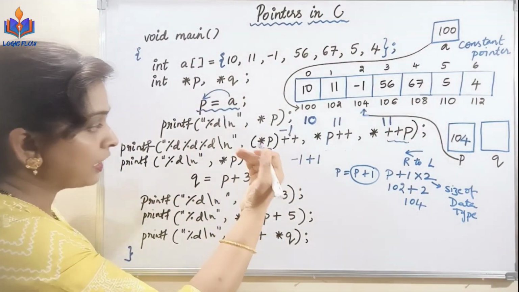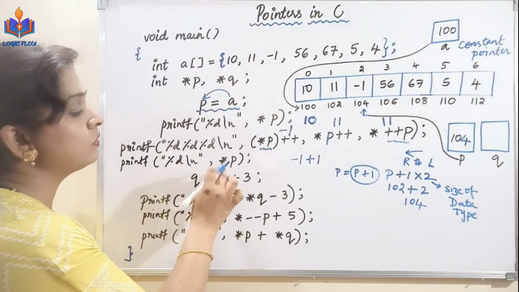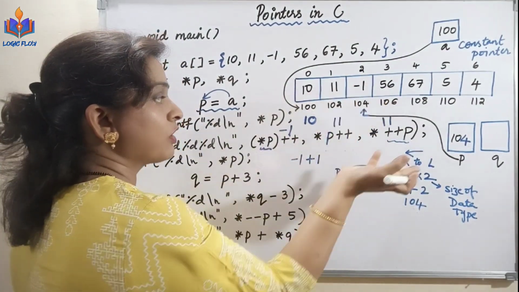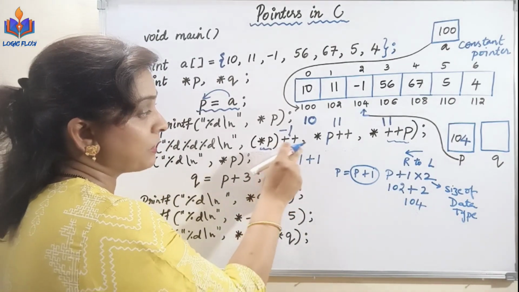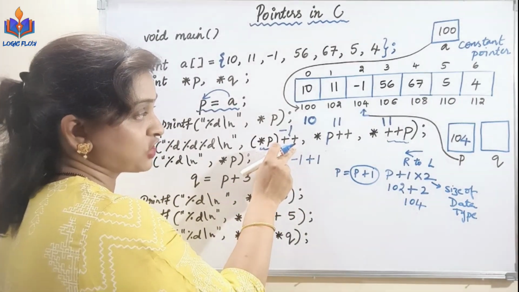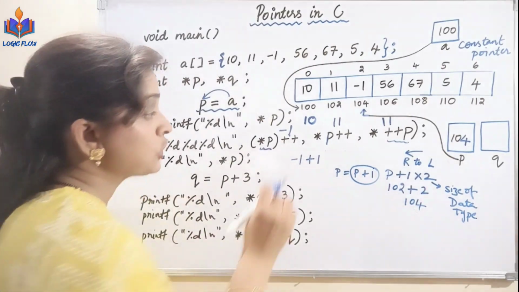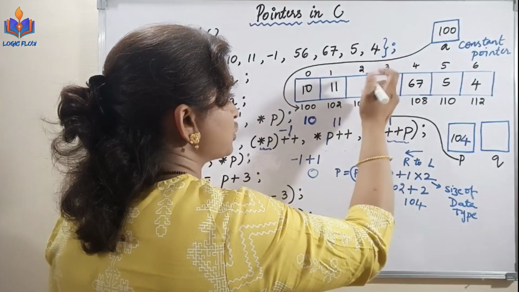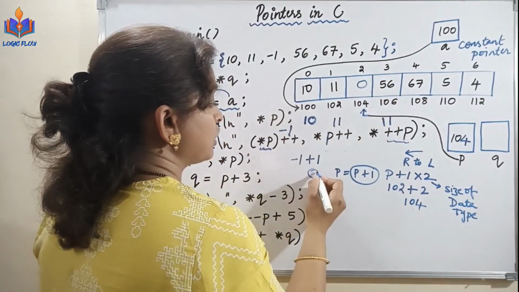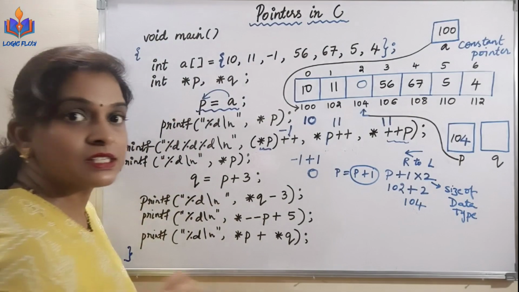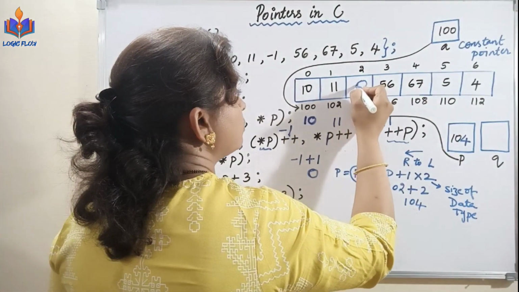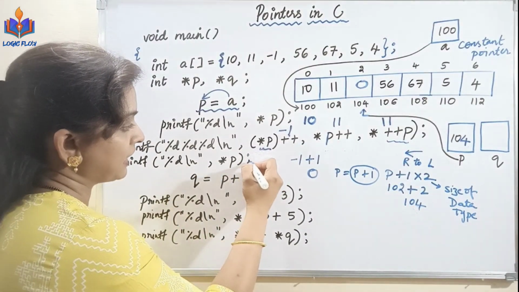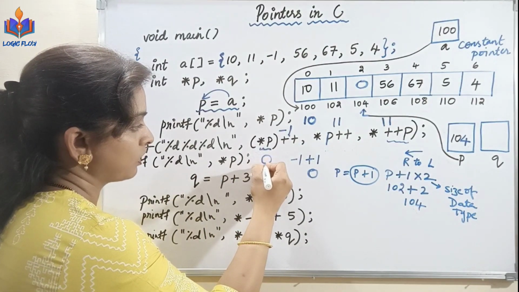Then later on, if I say print the value in asterisk P, P is pointing to 104. The value at location 104 will have changed because the incrementation is done afterwards. Postfix incrementation is with respect to the value. So it is -1 plus 1, which is nothing but 0. So this value gets changed. It becomes 0. So the value of location 104 changes, and for this line I get the answer as 0.